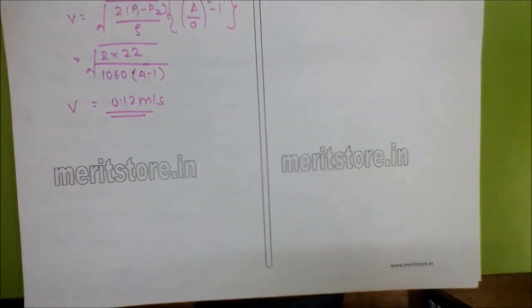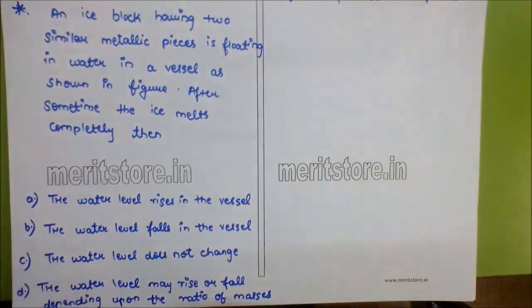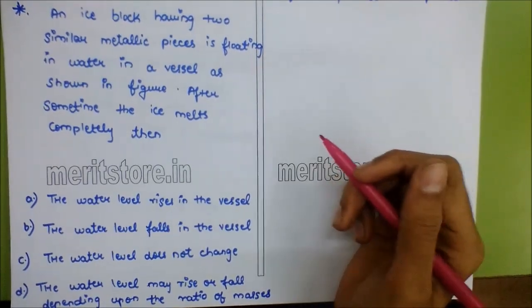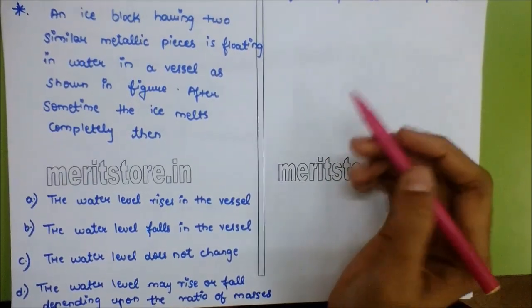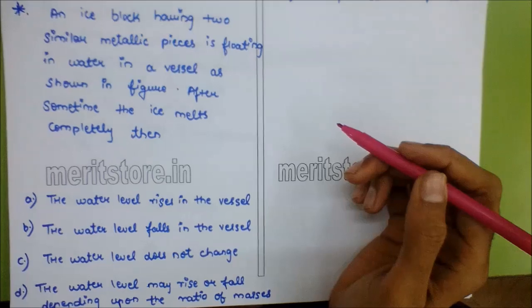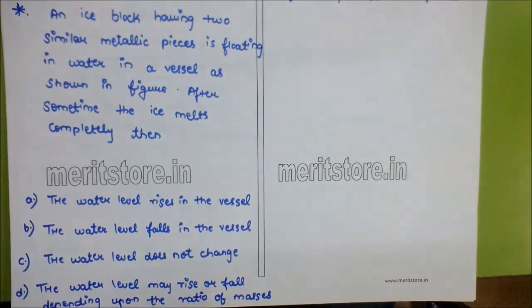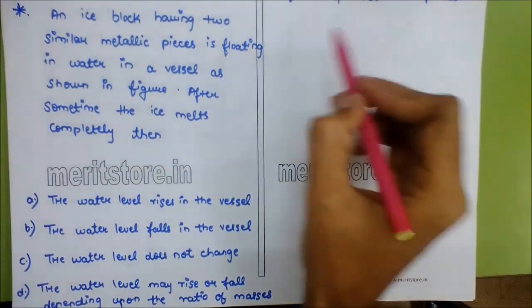Okay, an ice block having two similar metallic pieces is floating in water in a vessel as shown in the figure. After some time the ice melts completely, then: A, the water level rises in the liquid; B, the water level falls in the liquid; C, the water level does not change; D, the water level may change or fall depending upon the ratio of the mass of the ice and the metallic pieces.